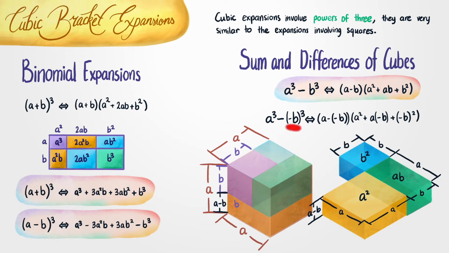I want you to notice that negative b all cubed is the exact same thing as negative b cubed. For example, as we said before, negative 2 cubed is the same thing as negative 8. So we can pull this minus sign out and turn this into a plus. Now for this term over here, these brackets are actually unnecessary, and minus minus is the same thing as plus, so we can write this bracket as a plus b.